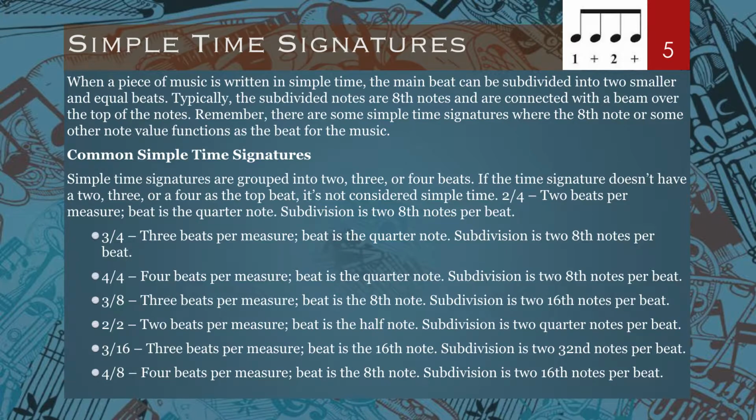In 3/8 time, there are 3 beats per measure. The beat is the 8th note. The subdivision is 2 16th notes per beat. So we would call that simple triple because of the top number.